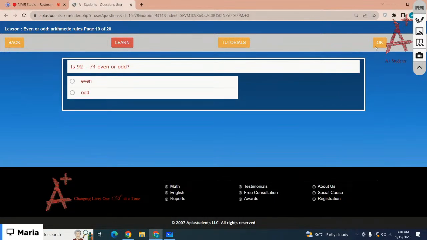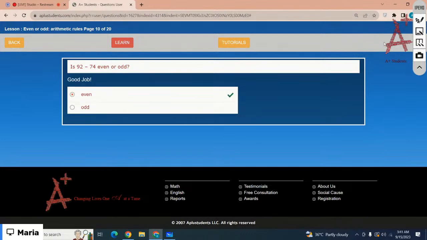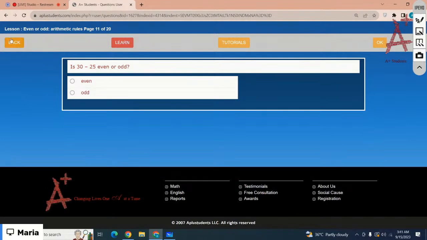Is 92 minus 74 even or odd? Which is the correct option? Both the numbers are even, so their difference must be an even number, right? Okay, we are done with the lesson.